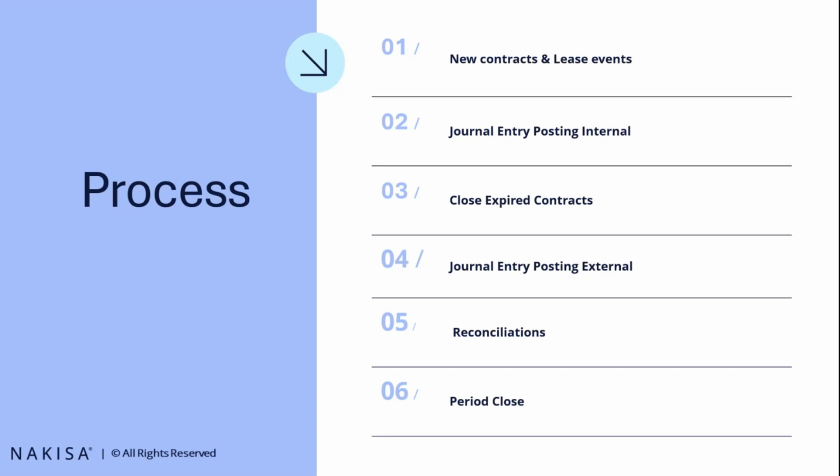What we will cover is the process that we suggest. Before you start your postings, we suggest the clients are inputting their contracts and lease events. Then we also suggest the journal entry posting internally. The next step would be closing expired contracts, then journal entry posting external. For the clients who are connected, perform reconciliations and the period close. We'll be using a lot of reports in each step, and I will go through the steps on the PPT today.